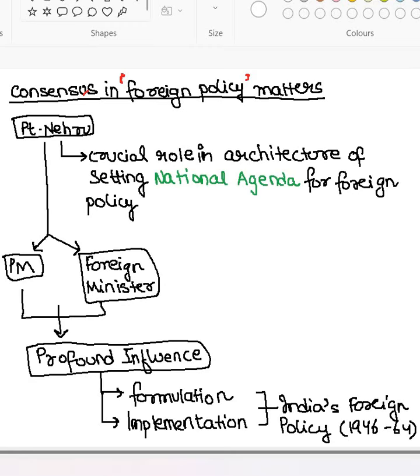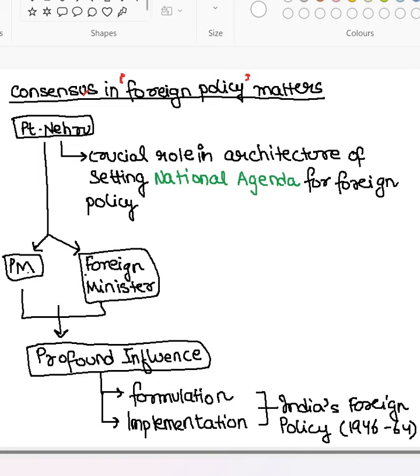as well. So when we talk about Pandit Jawaharlal Nehru, we know that he was both the prime minister and the foreign minister, right? Between 1946 and 64, he had a very crucial role in making up the national agenda for foreign policy. That is why we studied his objectives, his aims behind formulating the foreign policy of our nation. As Prime Minister and Foreign Minister, he had a very profound influence on both the formulation and implementation of India's foreign policy.